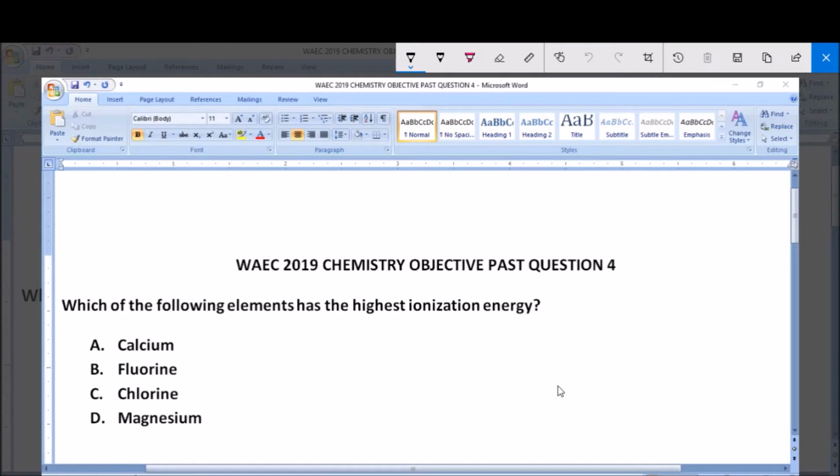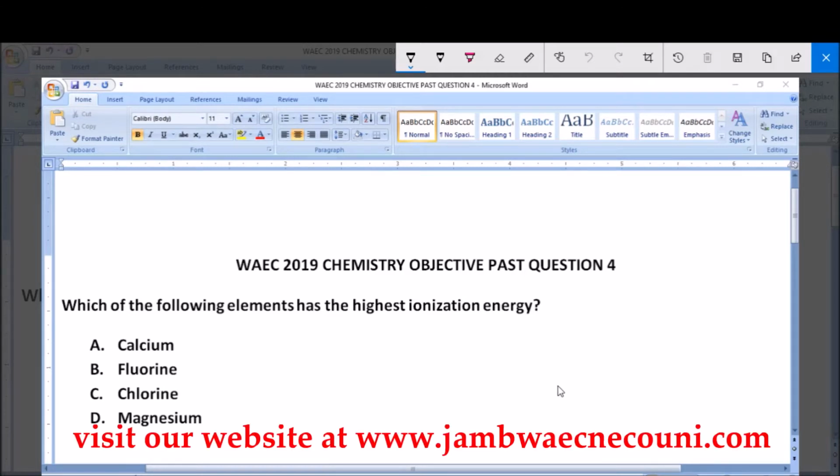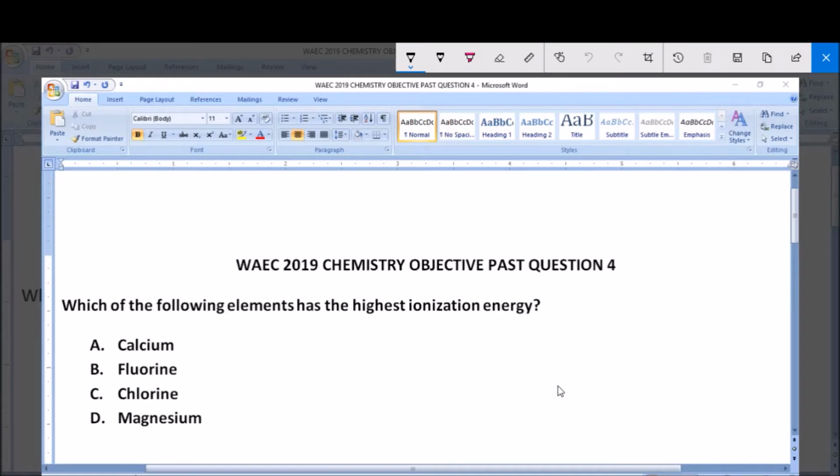Basically, ionization energy is the amount of energy that an atom requires to remove an electron, right? To remove 1 electron from its outermost shell from each of the atoms contained in 1 mole of gaseous atoms. So the amount of energy required by an atom to remove an electron from each atom in 1 mole of a gaseous atom is referred to as ionization energy.